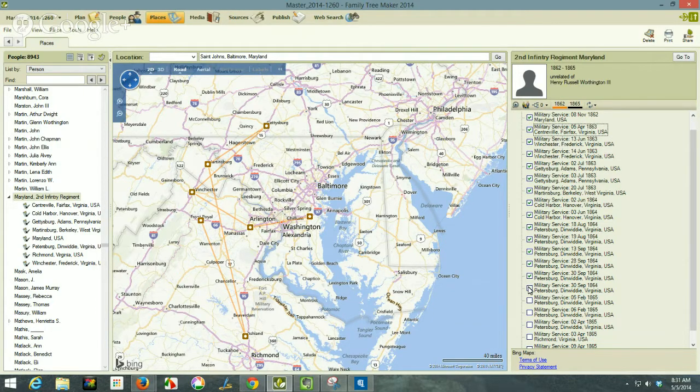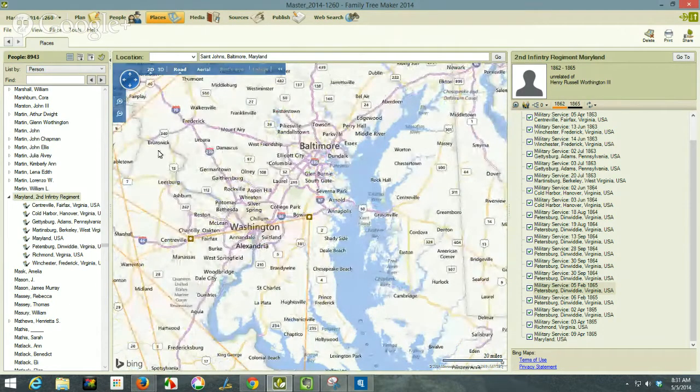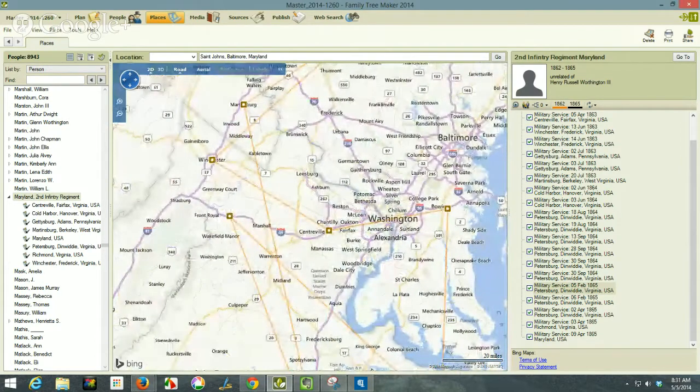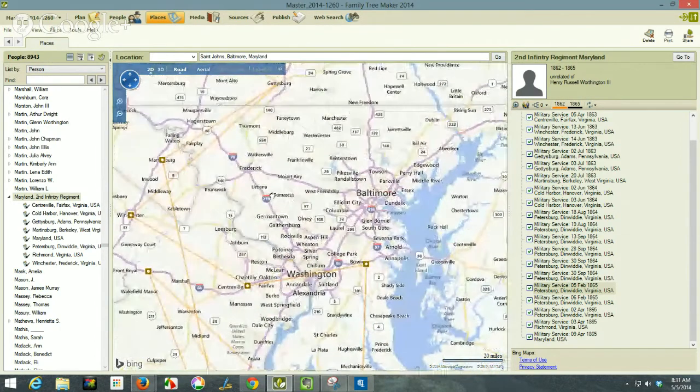So as you can see, as I go down, you see where they moved to while they were a unit. We're now into 65, and in one of these battles is where my Civil War ancestor, in fact, was wounded a second time, because I have him rejoin the unit. I found that he rejoined the unit. I found that he had been wounded a second time. And so that right there is the Civil War experience of this unit. And I did it using the map feature.